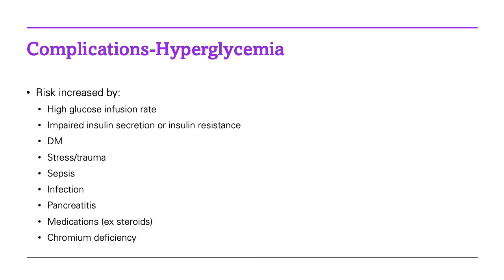Hyperglycemia, that's going to be probably the most common complication of PN that you're going to see. The risk is increased by a high glucose infusion rate, impaired insulin secretion or insulin resistance, patients with diabetes mellitus, stress and trauma, sepsis, infection, those with pancreatitis, and then certain medications like steroids, and then those with chromium deficiency.